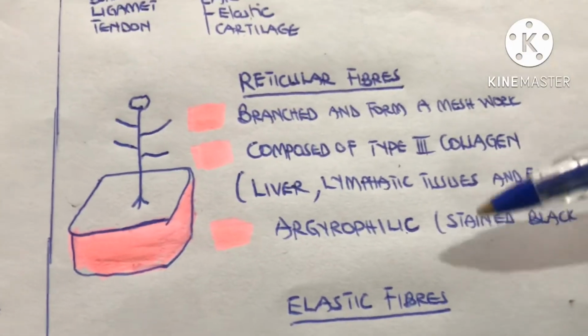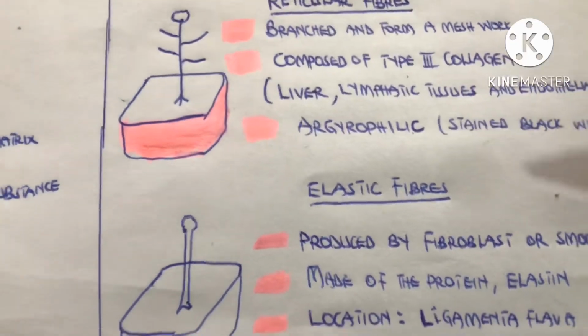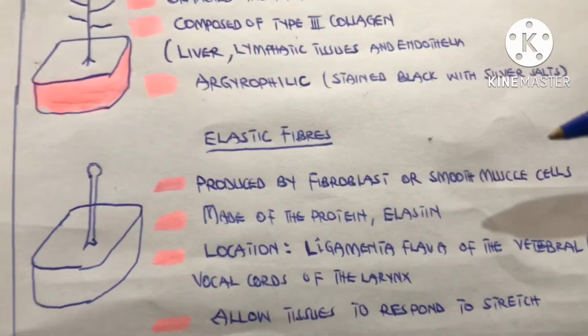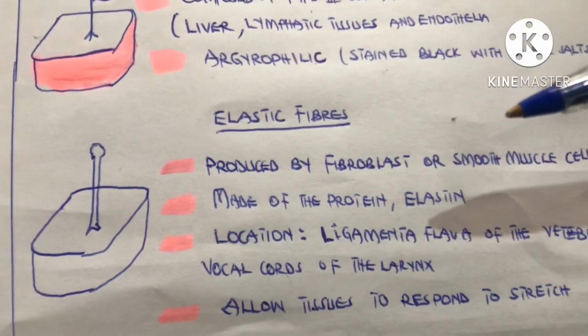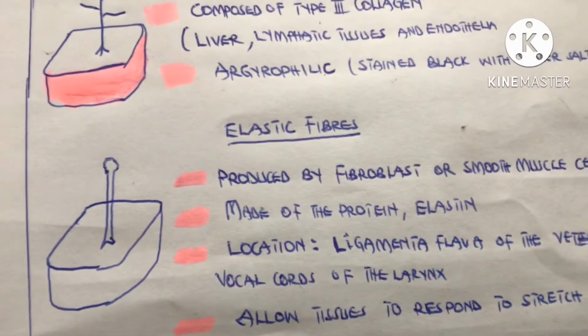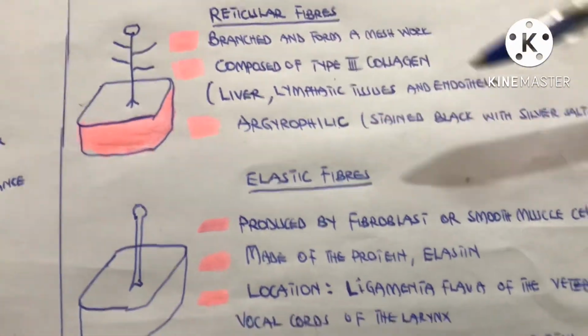So they are argyrophilic. Let's look at the last one, which is the elastic fibers. The elastic fibers are very thin, but they are unbranched. They are not branched like the reticular fibers.